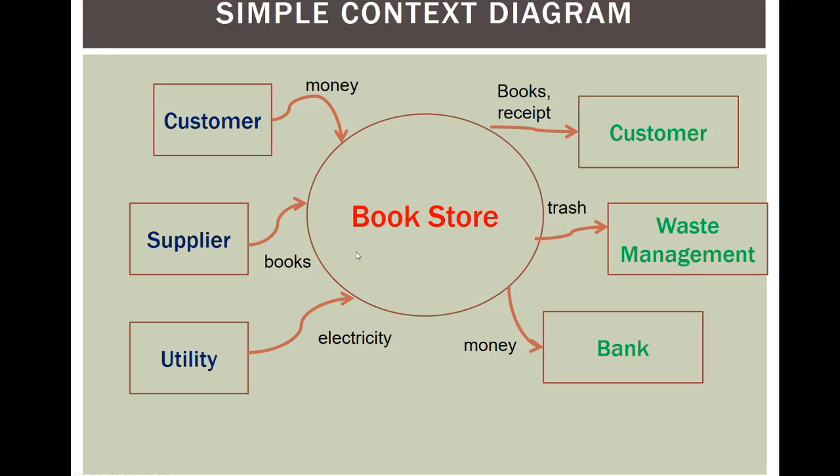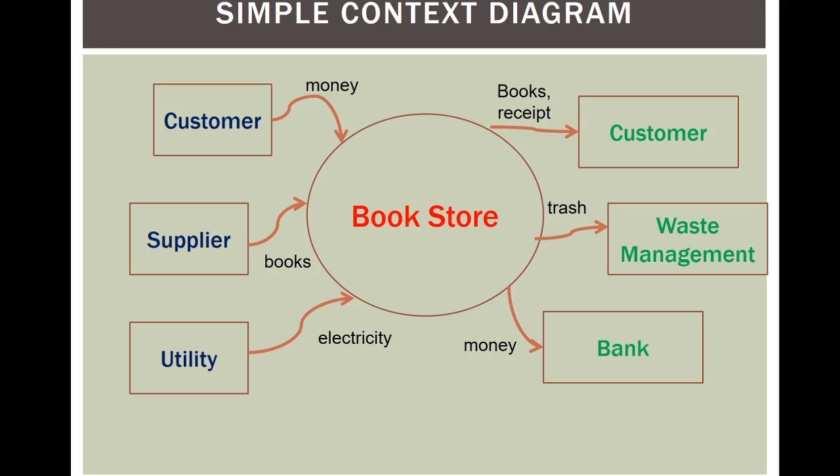All right, so here's one. We have a bookstore. The customer brings money in. The supplier brings books in. Utilities bring electricity in. Then out the other side, we have books and a receipt going back to the customer. Trash goes out to waste management. Money goes out to the bank. This is just a really, really basic one, like I said.